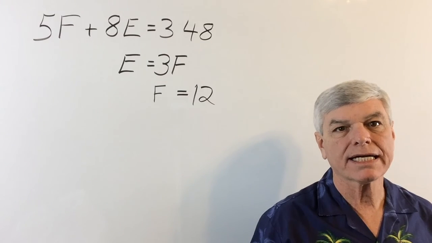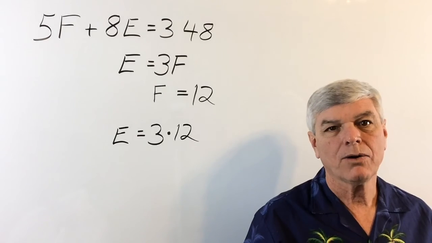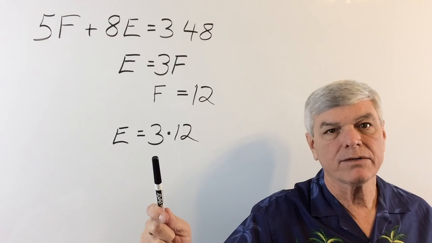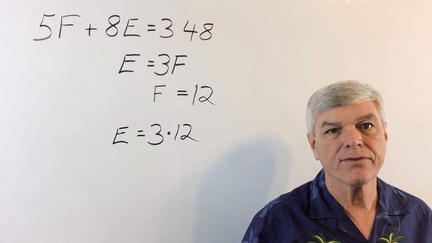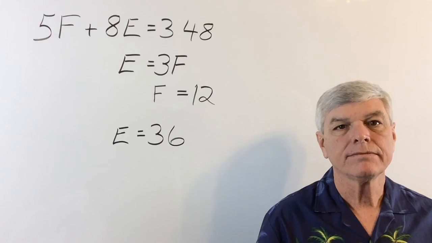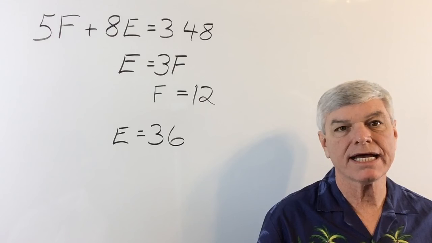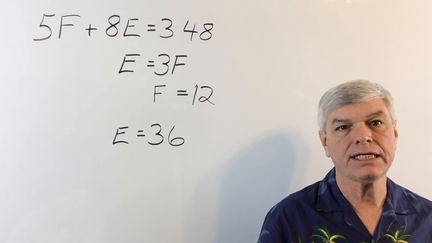And let's bring the second equation down because that looks a lot simpler. Oh yeah, very simple. E equals 3F. E equals 3 times 12, which is the value of F. 3 times 12 is 36. And we have 12 5-cent stamps. And we have 36 8-cent stamps. And that is the answer to our question.